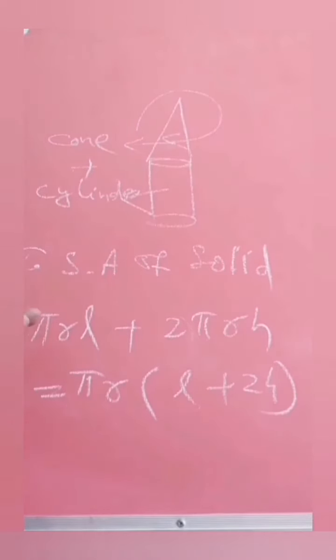Generally students calculate separately for the surface area, then they add the final results. But it should not be. The easiest way is to take pi r common so that your calculation will be easier.